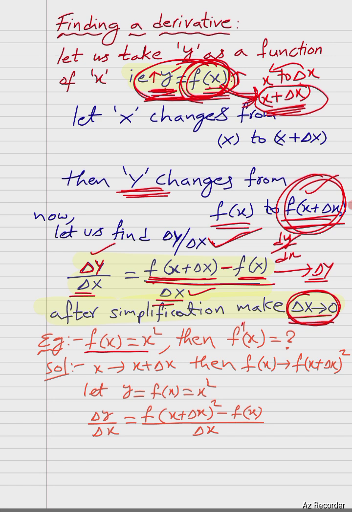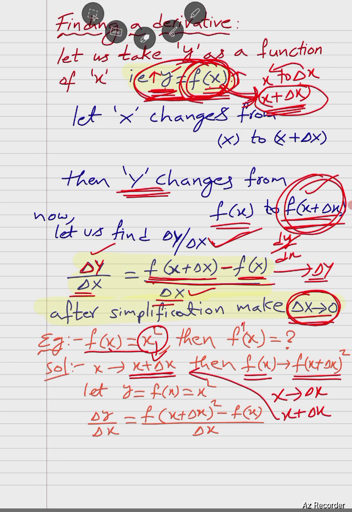Now look here, what is the thing first we have to do? If suppose x changes from x to delta x, then the final value is x plus delta x. Initially it is x, there is a change delta x. So what is the total value? X plus delta x. Then what about f of x? If x changes to x plus delta x, then f of x changes to f of x plus delta x whole square.